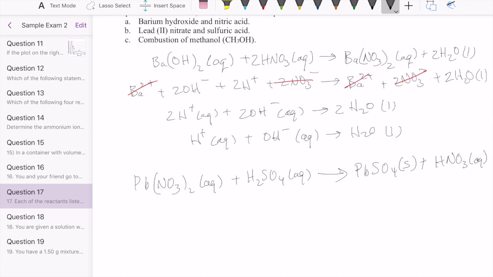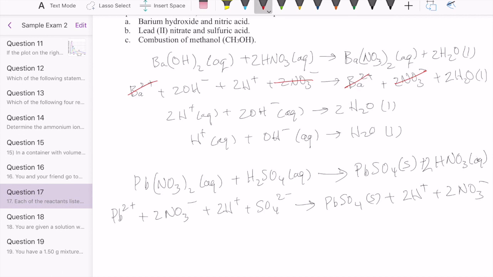We're going to write out our complete ionic equation by separating out all the ions in the aqueous state: Pb2+, 2NO3-, 2H+, SO4 2-. And then the solid stays together, and I didn't balance this earlier, so I'm going to put a 2 here to balance that out. So we have 2H+ and 2NO3-. And of course, what we can do at this point is remove the spectator ions from the equation. That's H+ and NO3-, leaving us with Pb2+ and SO4 2-, both aqueous, forming PbSO4 solid.